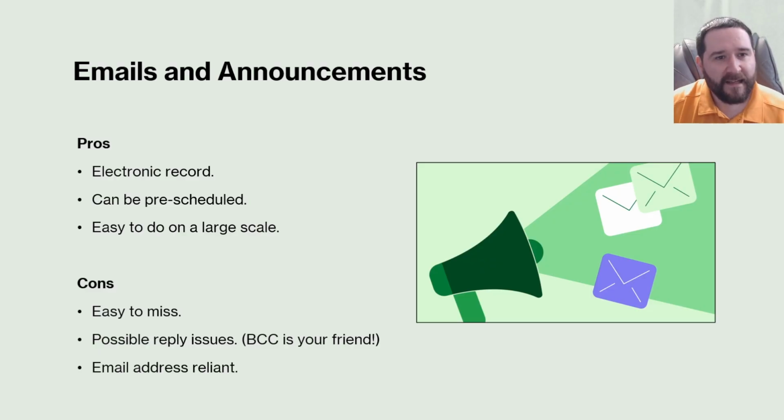And finally, this one's more specific to emails, right? If you have people in your class, the announcement should go to them. But if you've collected their email in another fashion, maybe there's a typo in that email, maybe their email has changed, right? So then your ability to communicate is only as good as that email address. So we are a little email address reliant. So that might be a possible issue there.